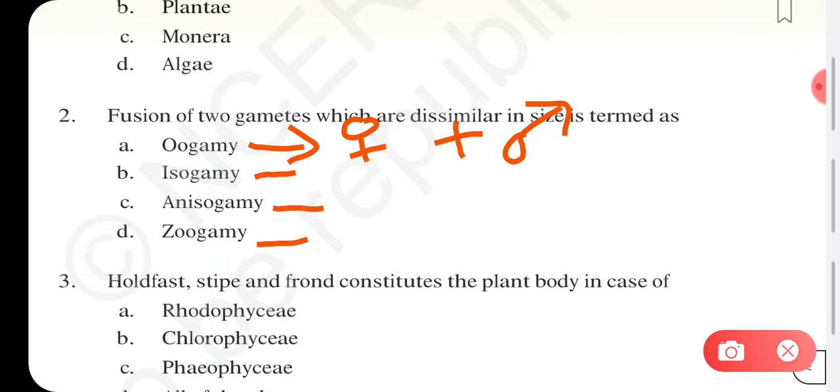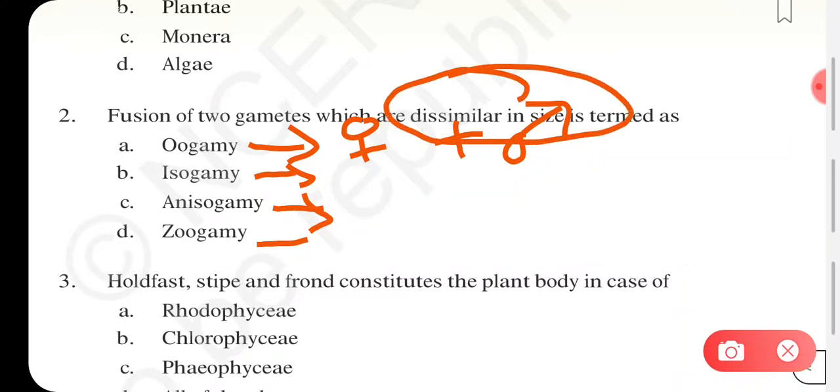In isogamy, whether the gametes are flagellated or non-flagellated, their sizes would be similar. So if the size is similar between the two fusing gametes, then we call that type of fusion isogamy, and the reproduction type is called isogamous reproduction. Whereas anisogamy is the one in which the gametes which are fusing together are not similar, they are dissimilar. In this question they are asking for the fusion type in which the sizes of the gametes are dissimilar. So here the correct answer is anisogamy.